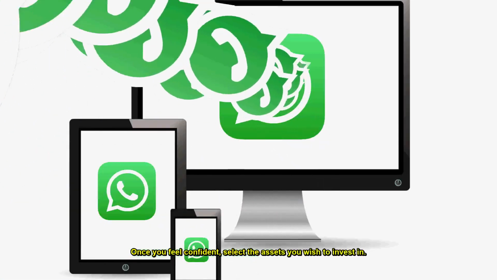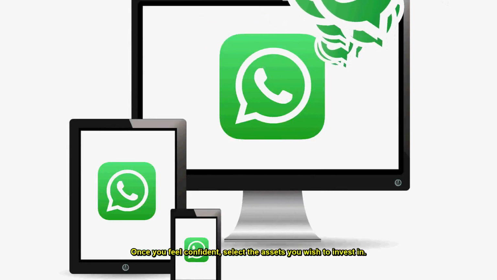Take advantage of any educational resources Oracle offers to enhance your investment knowledge. Begin by researching potential investments within your selected categories. Use Oracle's analysis tools to evaluate the performance and outlook of different assets. Once you feel confident, select the assets you wish to invest in.